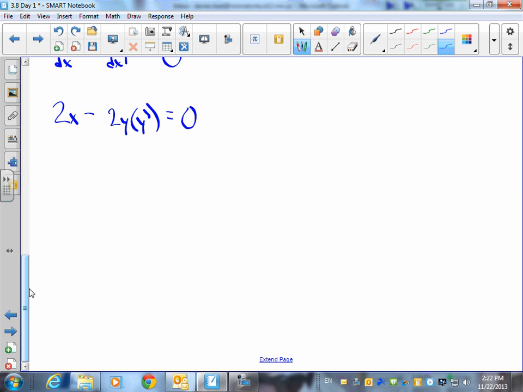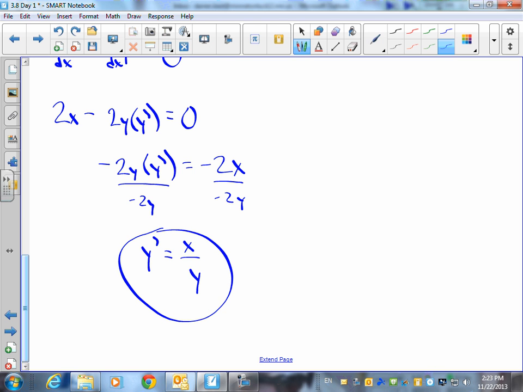Okay? So I want to solve for y prime. What do I have to do? Minus 2x. So this is negative 2y, y prime equals negative 2x. Now what? Divide by negative 2y, and I get y prime is equal to negative 2x over negative 2y, more popularly known as x divided by y, and that would be dy dx.